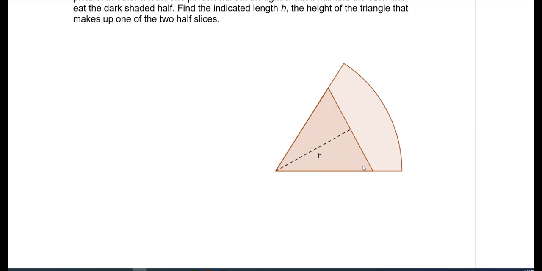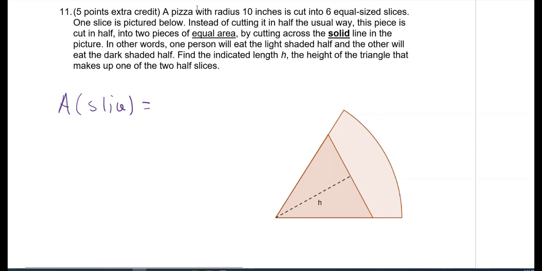The way to start is to look at the entire slice. The easiest way to get the area of the slice is to say, well, the whole pie has a radius of 10 inches, right? The area of the whole pie then is pi times 10 squared. 100 pi, pi r squared, is the area of the entire pizza. And this slice is 1/6 of that area because it's 6 equal size slices.